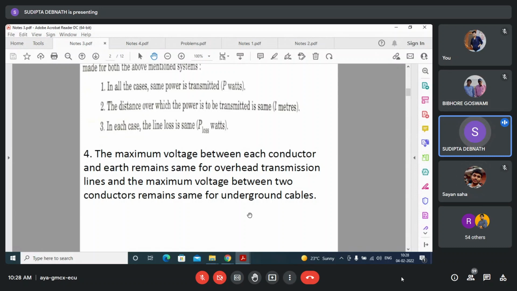But for underground cables, why? In underground cables, it is beneath the earth. That means lots of insulation is to be provided. And the maximum voltage, of course, will appear between two conductors. So there, the voltage between the two conductors will be considered. The insulation is provided on the basis of the maximum voltage, and the maximum voltage occurs between the two conductors. So for underground cables, we'll consider the voltage between two conductors.